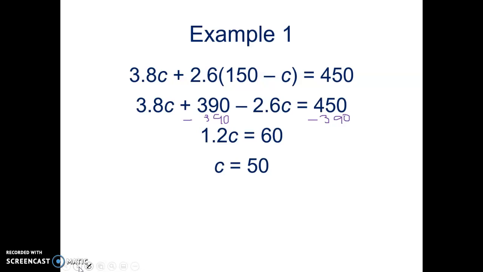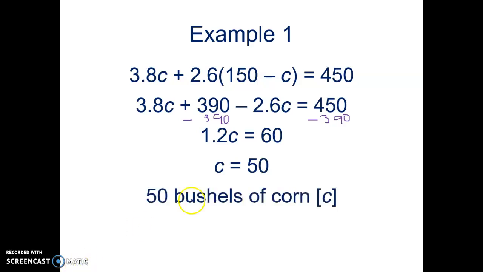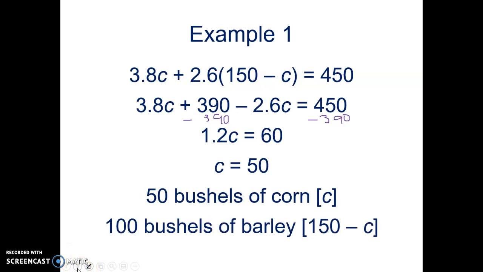If we go back into our chart and plug that back in, we'll see that we have 50 bushels of corn and 150 minus 50 bushels of barley, which is 100 bushels of barley. So just like I predicted, before we even did any kind of equations, I do have more barley than corn, and I know that because the price of my mixture was closer to barley's price than to corn's price.